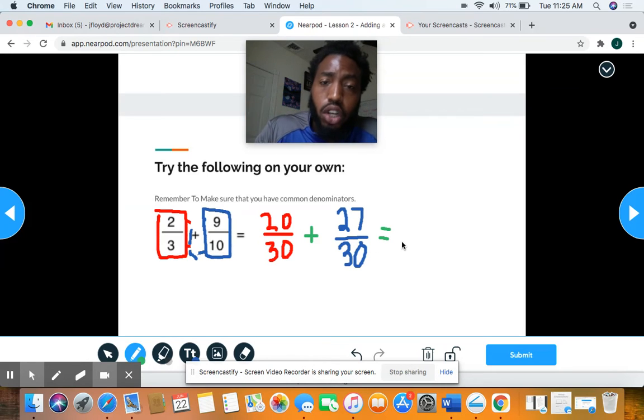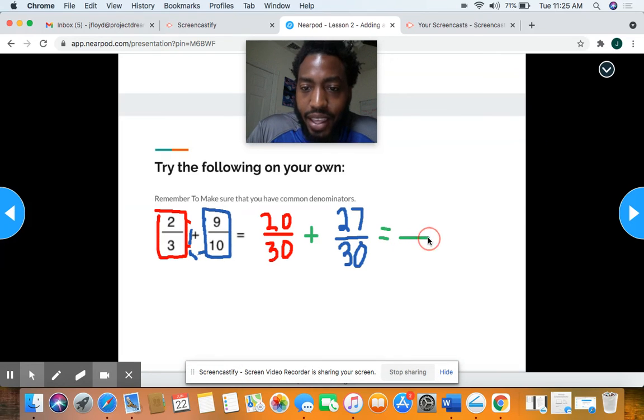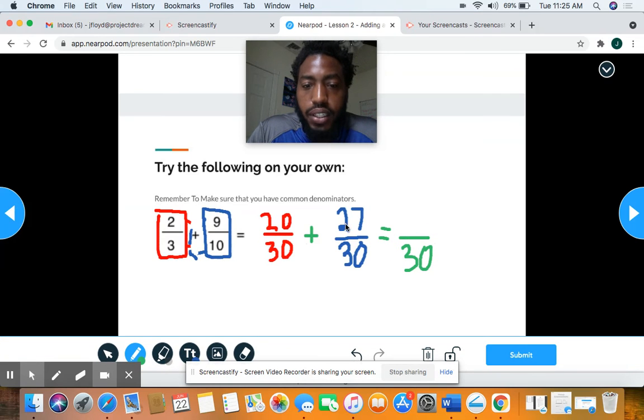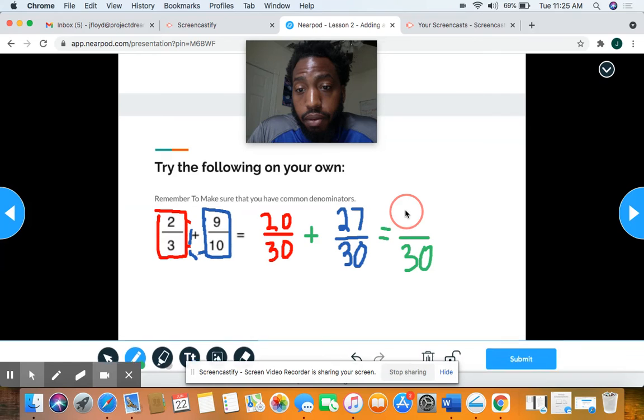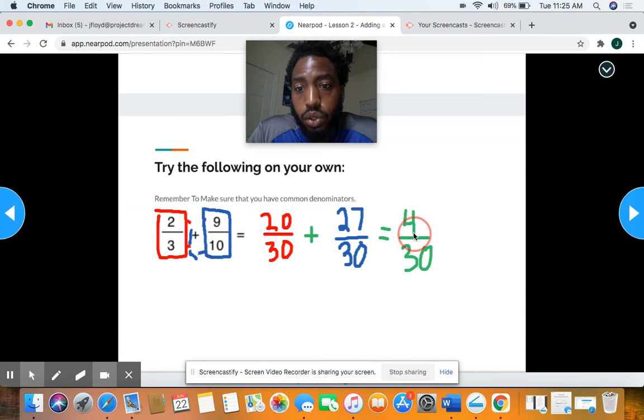Okay. So now for my answer, this is the common denominator strategy. So we will keep our denominator common in the entire problem. All right, so now we know that the denominator for our answer is going to be 30. Then we just have to add 20 plus 27, and that's going to be 47. So our answer is 47 over 30.